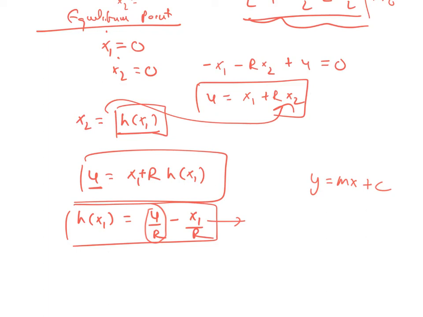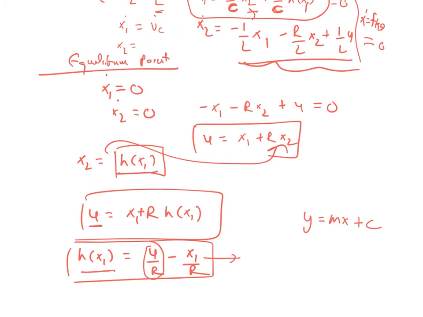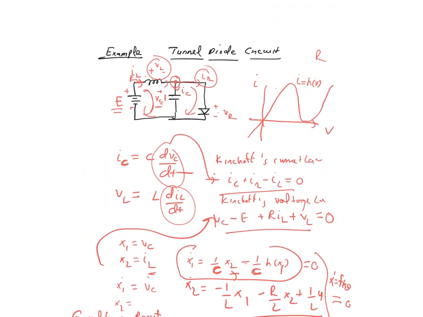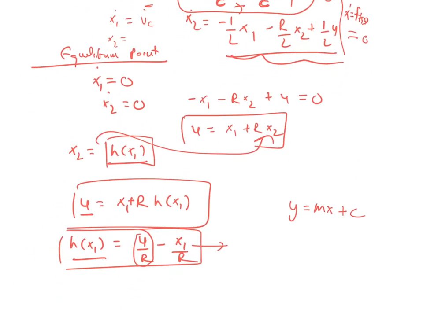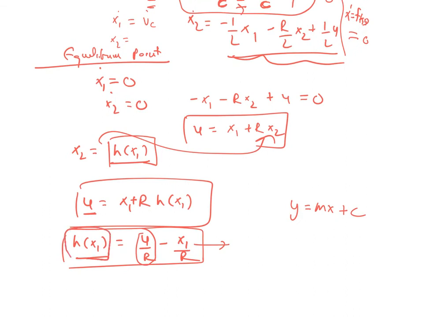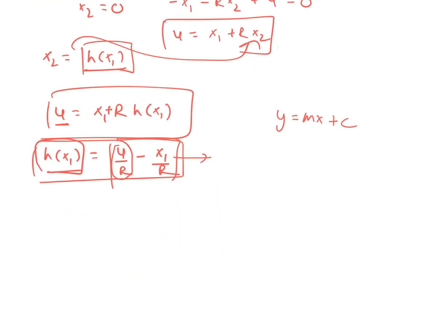So now, what will be the solution? This h of x1 is already given to us here. So we already have h of x1 here, and the equilibrium point comes from that straight line. So the intersection of that straight line and this curve will be the equilibrium point, right? h of x1 is a curve here, but this is a straight line. So the solution will be the intersection of this straight line and the h of x1 curve. Let me draw that again here.